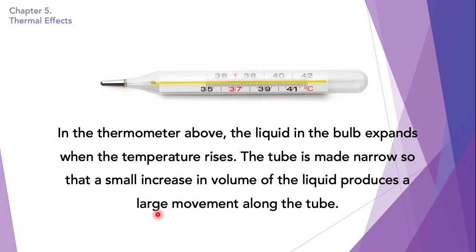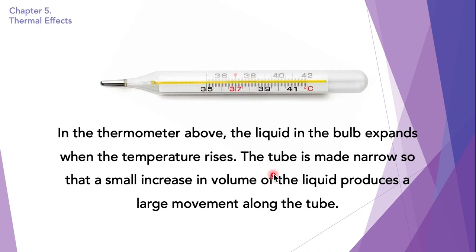Now, as you can see in this thermometer, the liquid in the bulb expands when the temperature rises. So the tube is made narrow so that a small increase in volume of the liquid produces a large movement along the tube. So the thermometer is an example of using expansion. We can use expansion in many other ways as well. When the liquid expands, it tells us the reading of the thermometer.